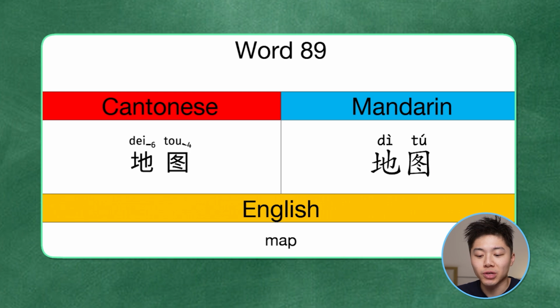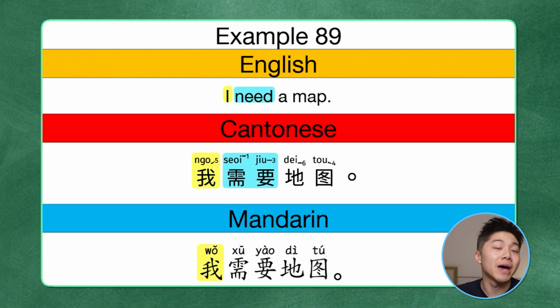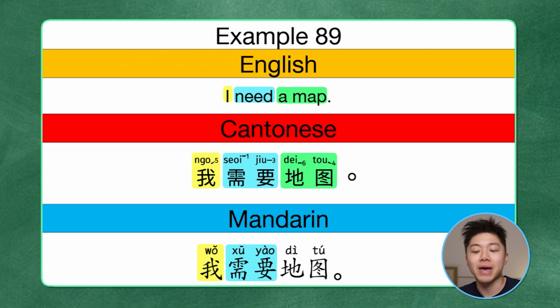Next, map, 地圖, in Mandarin, 地圖. So for example, I need a map. In Cantonese, 我需要地圖. In Mandarin, 我需要地圖. 我 is I in Mandarin. 需要 means need in Mandarin. 地圖 means map in Mandarin.